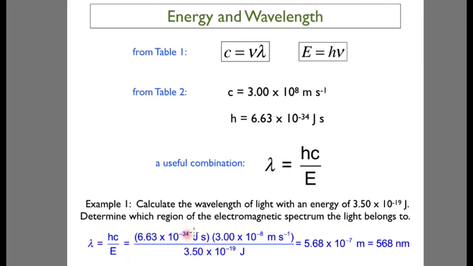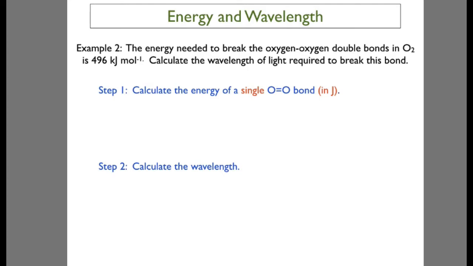You've got Planck's constant multiplied by the speed of light divided by the energy given here, and we get 5.68 times 10 to the minus 7 meters. And so we convert this to minus 9, shifting the decimal place from minus 7 to minus 9. Nanometers is minus 9. So we'd have 568 nanometers. Another example.